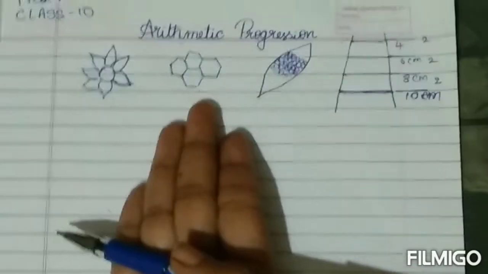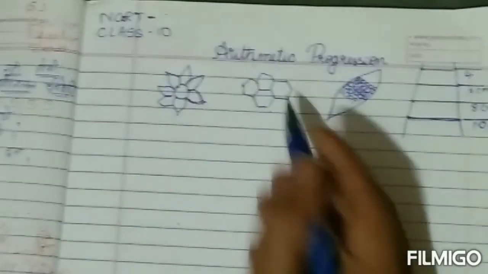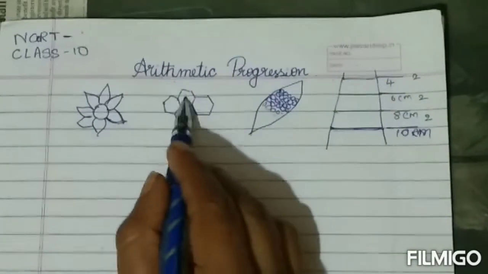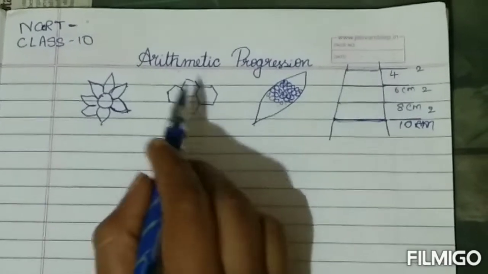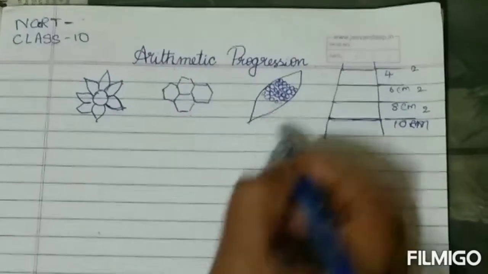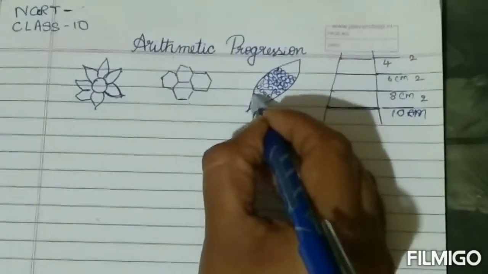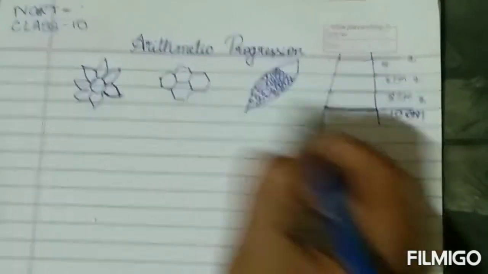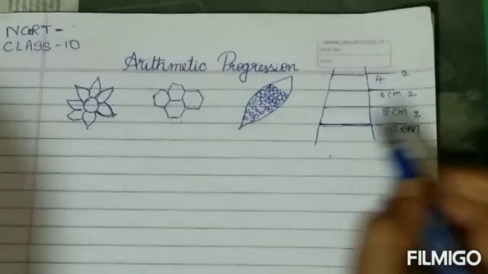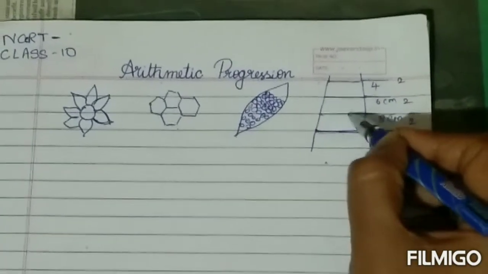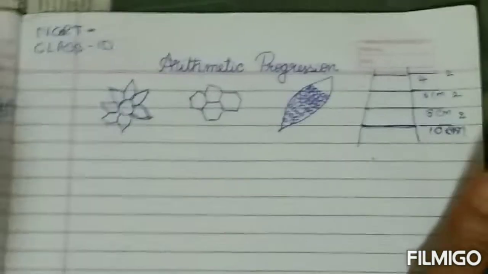Next you are going to move on. This is hive. You can notice that even this hive is a particular pattern. Next one is corn. These seeds are arranged in a particular pattern. Even this ladder also, the steps are arranged in a particular pattern.